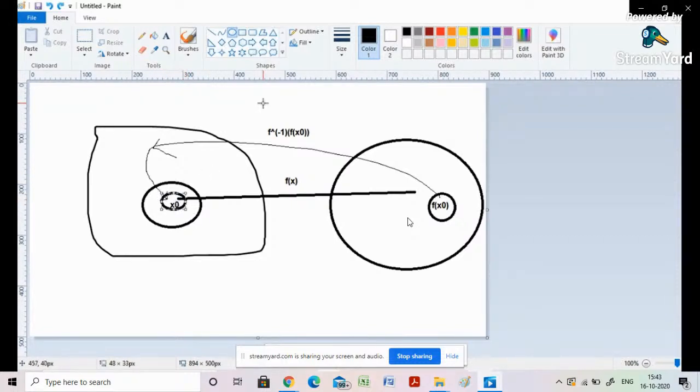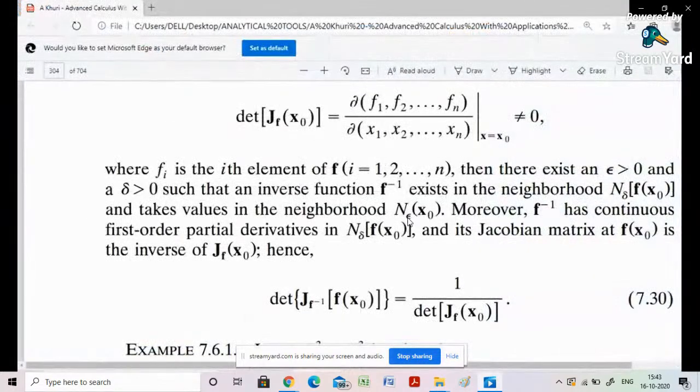So this is a univariate case. So if the inverse exists in the neighborhood N delta of f of x naught and takes values in the neighborhood N epsilon of x naught. Moreover, f inverse has continuous first order partial derivatives in N delta of f of x naught, and its Jacobian matrix at f of x naught is the inverse of Jf of x naught.